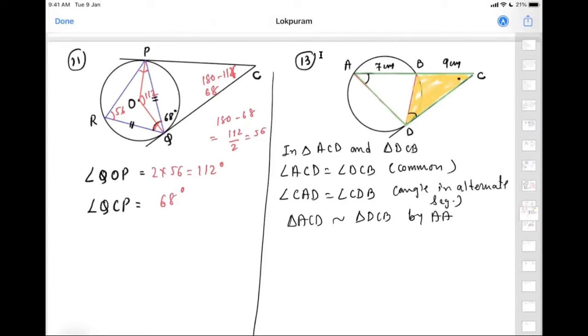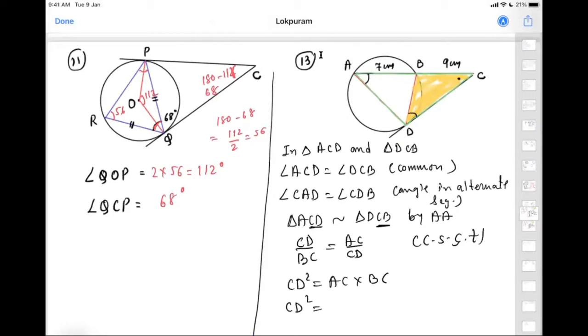If triangles are similar, then sides are proportional. We can say CD upon BC is equal to AC upon CD. Cross multiply, these are corresponding sides of similar triangles. Now CD square is equal to AC into BC. CD we have to find. AC is 16, BC is 9. Multiply both, so 144. CD is equal to 12 centimeter. Any doubt?